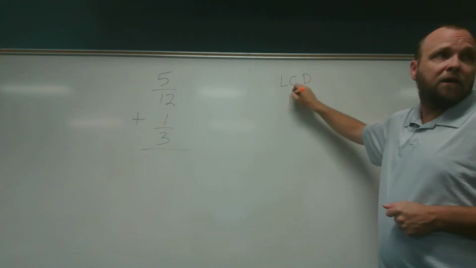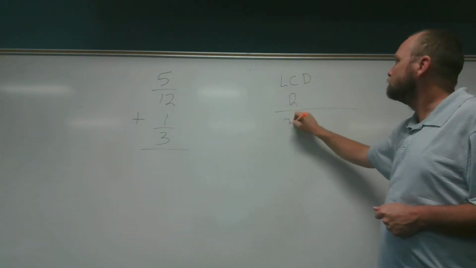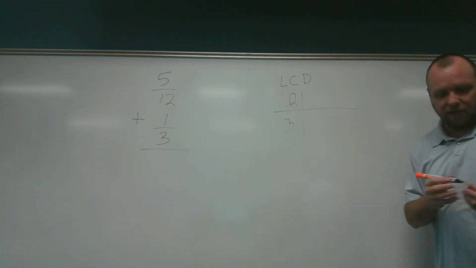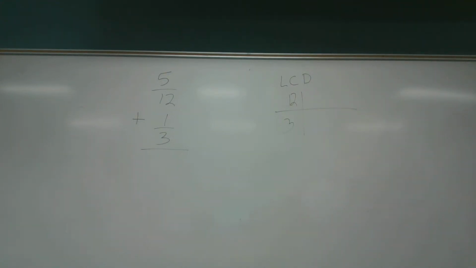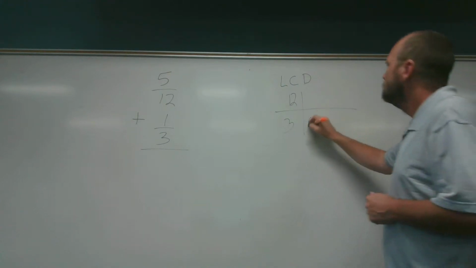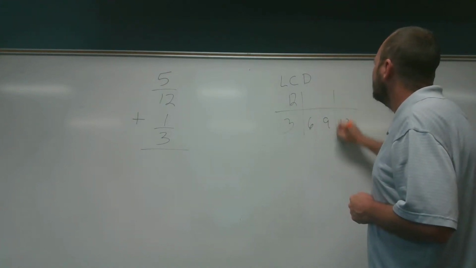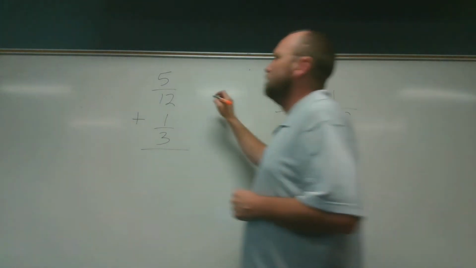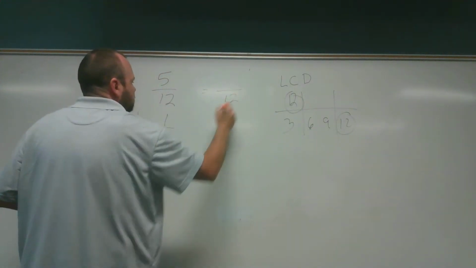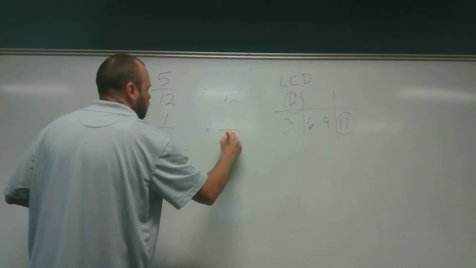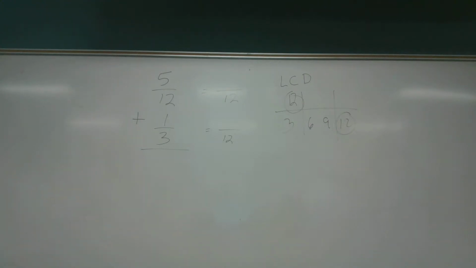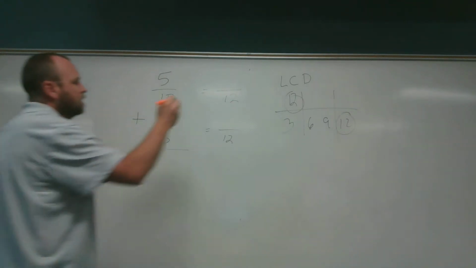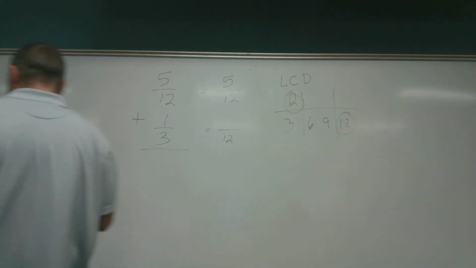We need to find the least common denominator for 12 and 3. What is it, Joshua? 12. Good. 3, 6, 9, 12 it is. I need to change both of these so that they have a denominator of 12 without changing the value. Joshua, do any of them already have a denominator of 12? Yes. Which one? 5/12. I do not have to change this one.